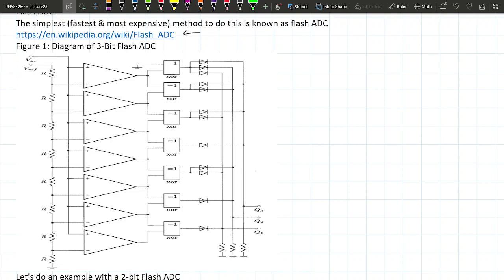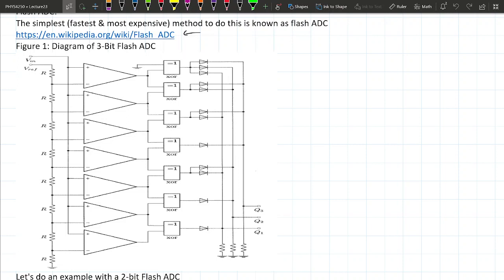All right, the input: your microphone, your cell phone antenna, whatever it is you're looking at, your PMTs, comes in with this V in here, and is connected in parallel to all these different comparators.